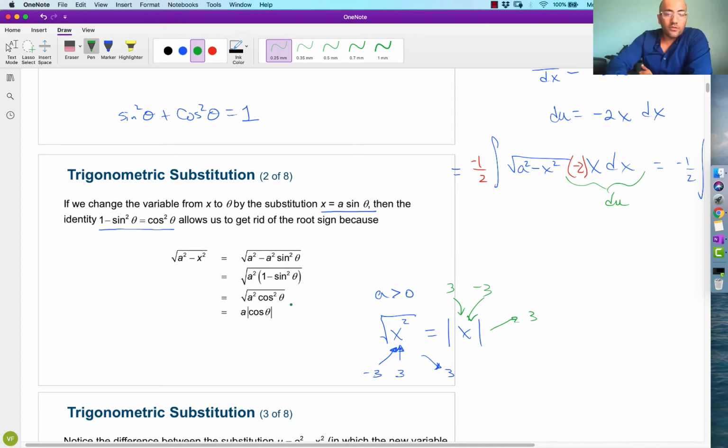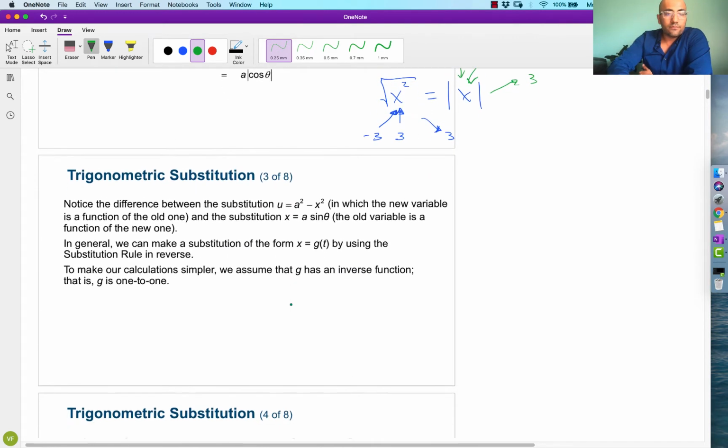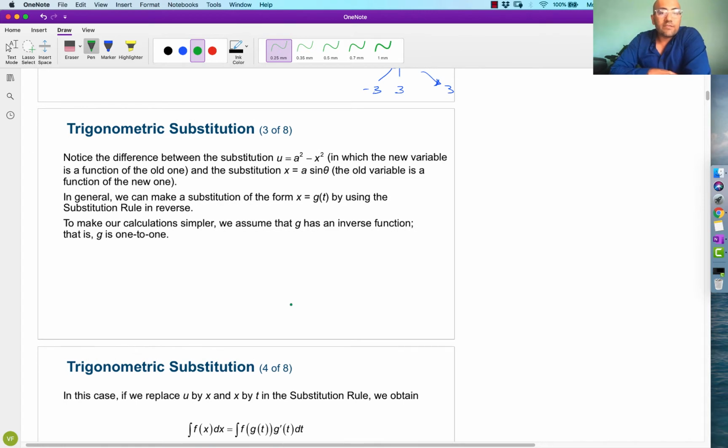Okay. So let's notice the difference between the substitution rule, where u equals a squared minus x squared, in which the new variable is a function of the old one, and the substitution of x equals a sine theta, where the old variable is a function of the new one, right?